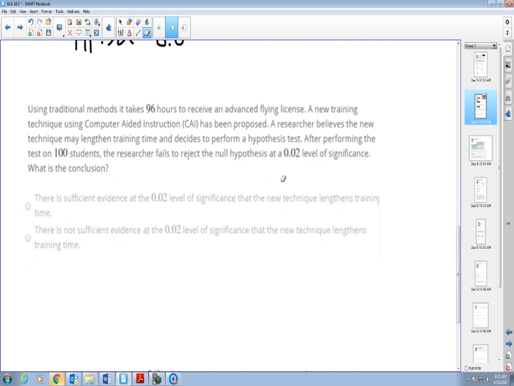All right, so this example is about how you are supposed to write out the solution. Using the traditional method, it takes 96 hours to receive an advanced flying lesson. A new training technique using computer aided instruction has been proposed. A researcher believes that the new technique may lengthen the training time and decides to perform a hypothesis test. After testing 100 students, the researcher, see, this is a key word, failed to reject the null hypothesis at the 0.02 level of significance. All right.